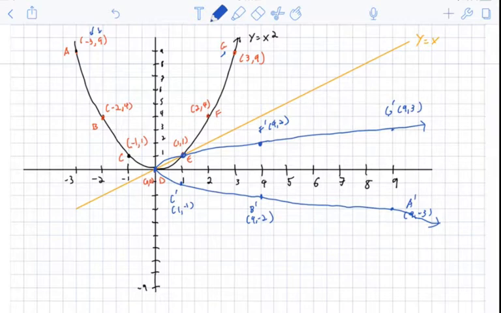Is the blue line a function? The answer is no. Why not? It doesn't pass the vertical line test. So for x equal to 9, there's two outputs. One of the outputs is 3, and the other output is -3. So there's two outputs, so it doesn't satisfy the vertical line test.